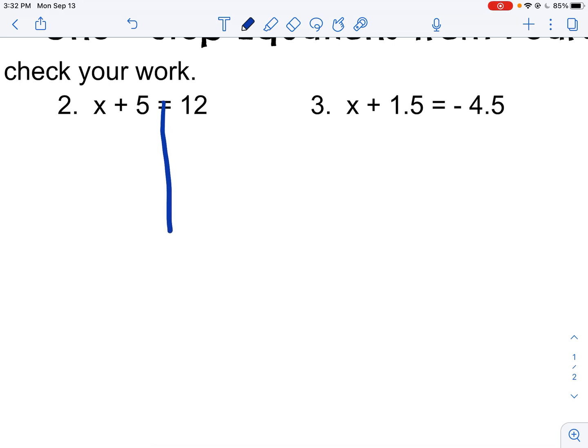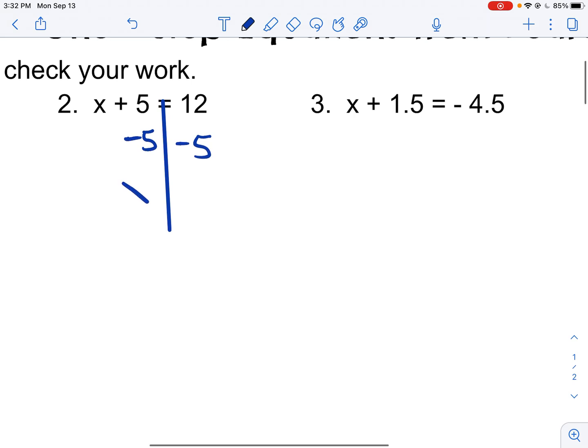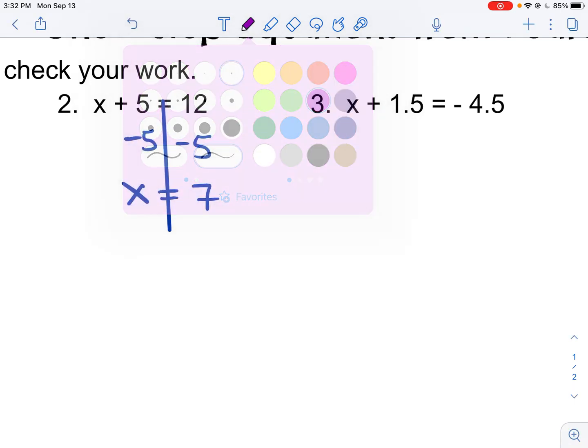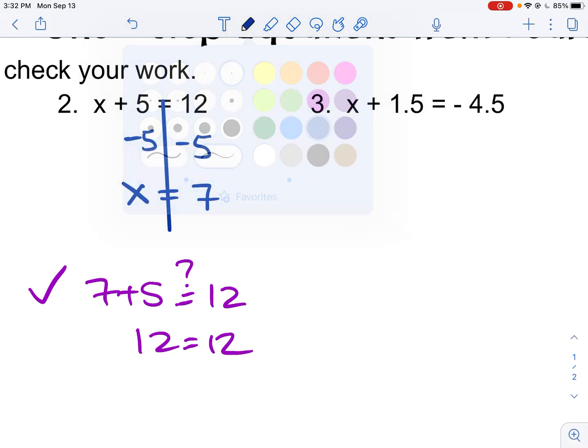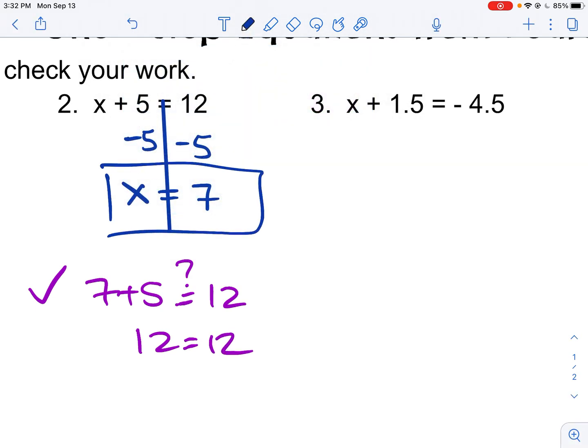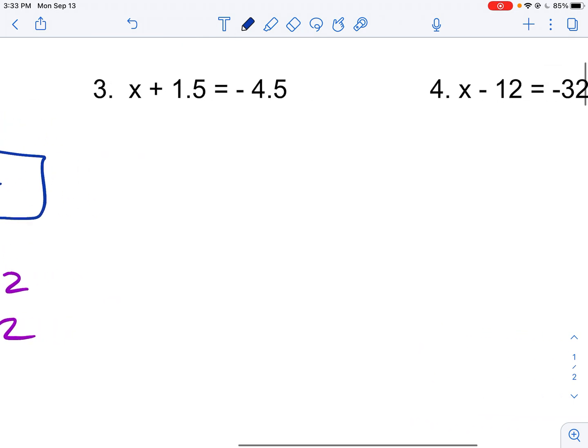Then I look at this one. This is adding 5. So the inverse operation of adding 5 would be subtracting 5. So I would subtract 5 from both sides of the equal sign. X equals 7. So again, I would check my work. 7 plus 5, does that equal 12? 12 does equal 12, so amazingly, I have the correct answer.